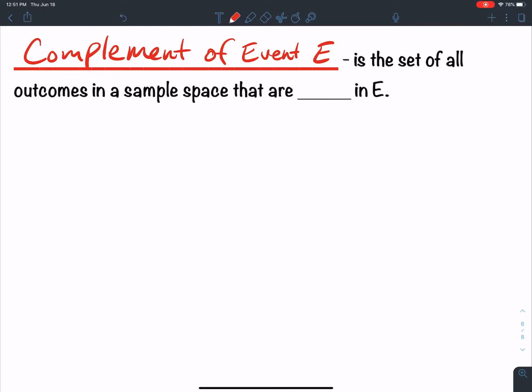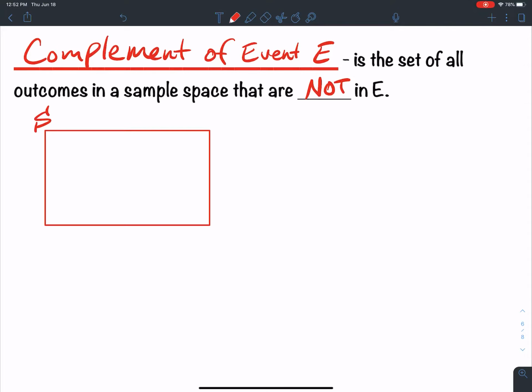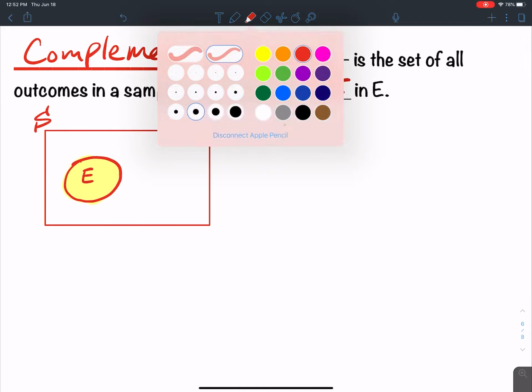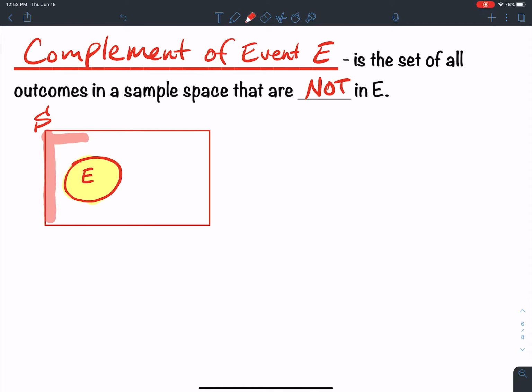So here we're going to talk about the complement of an event E, which is the set of all outcomes in a sample space that are not in E. Okay? So think of it in a picture. The whole sample space is in this box here, and maybe this is event E. It's everything in here, right? So not in E would be everything outside of E. So everything shaded in red here would be not E.